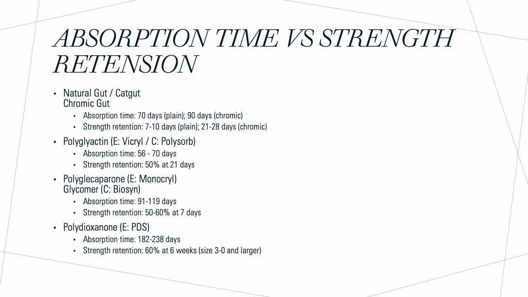For polyglactin, which is Vicryl or Polysorb, the absorption time is 56 to 70 days with a 50% strength retention at 21 days, or 3 weeks. For Monocryl, or polyglecaprone, the absorption time is 91 to 119 days, with strength retention of 50 to 60% at 7 days. And then the polydioxanone, or PDS, the absorption time is the longest at 182 to 238 days, with a 60% retention at 6 weeks for the 3.0 or larger.